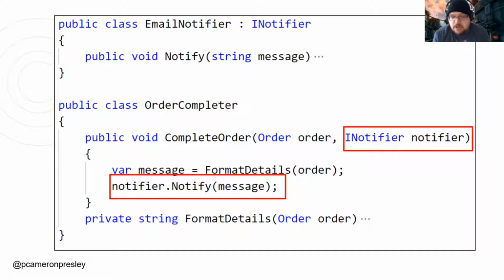Also, a shout out here: let's say that for whatever reason you couldn't manipulate the signature of complete order. You can do the exact same trick I talked about earlier where you have another public void complete order that just takes in an order, but then under the hood it calls out to the more complex version of complete order and passes in the email notifier as a parameter. So you can still do that method overloading trick a little bit here to help you contain how much you're about to break.